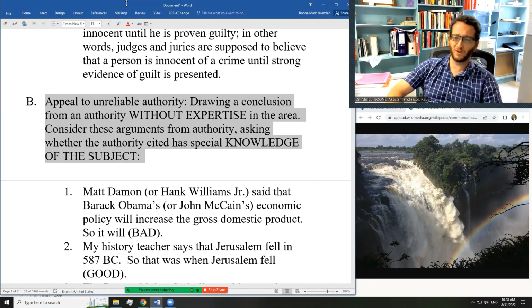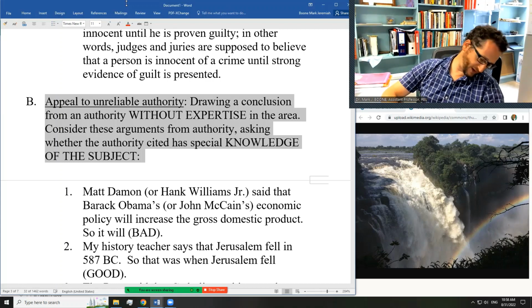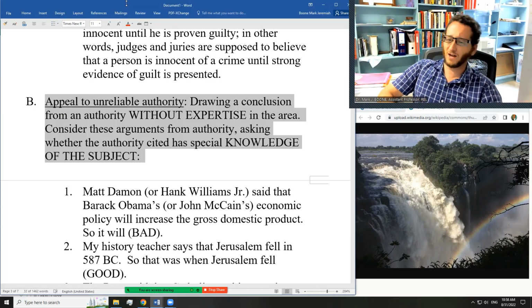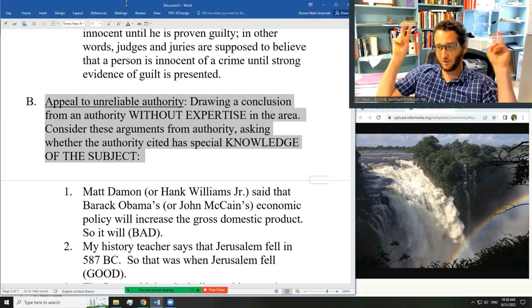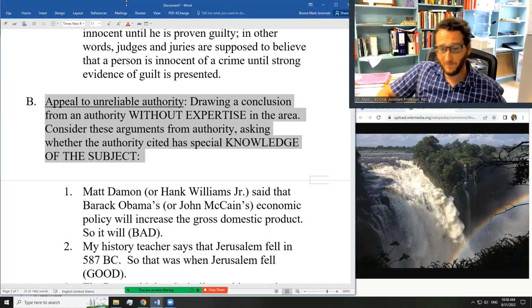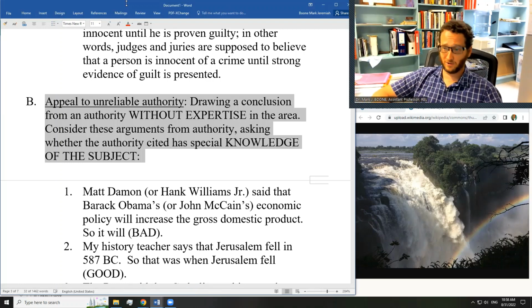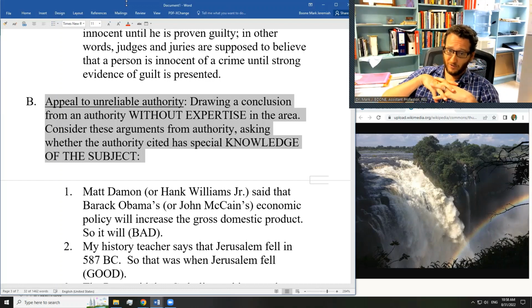Let's talk about appeal to unreliable authority. If you ever encounter this as the appeal to authority, I think that's not a good name, although it does turn up in the Latin name ad verecundiam. It's better to think of this as an appeal to unreliable authority. What's fallacious is drawing a conclusion from an authority without expertise. If a person has no special knowledge of the subject in question, appealing to that person's authority is a fallacy.